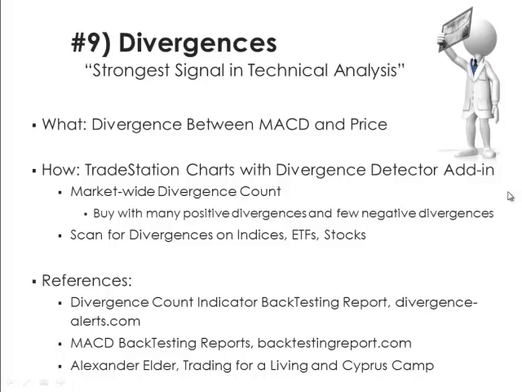Okay, one more. The ninth area that I look for, near and dear to my heart, is divergences. Alex Elder calls it the strongest signal in technical analysis, and that prompted me to do a lot of backtesting and a lot of work with MACD divergence. And I've written a divergence detector add-in to TradeStation that allows you or me or anyone to scan the market and marks the times where there's divergences between the MACD and price.